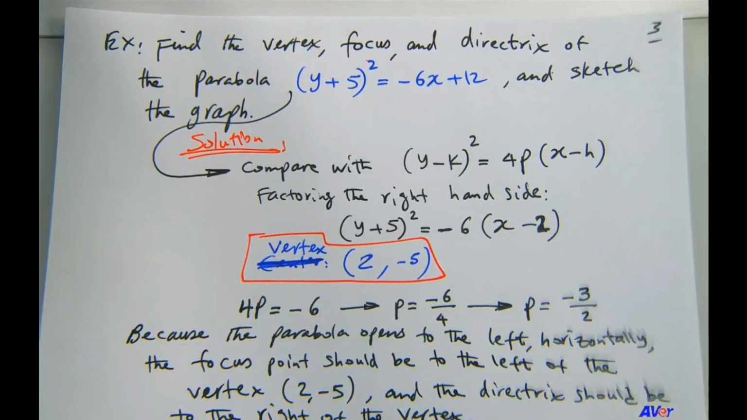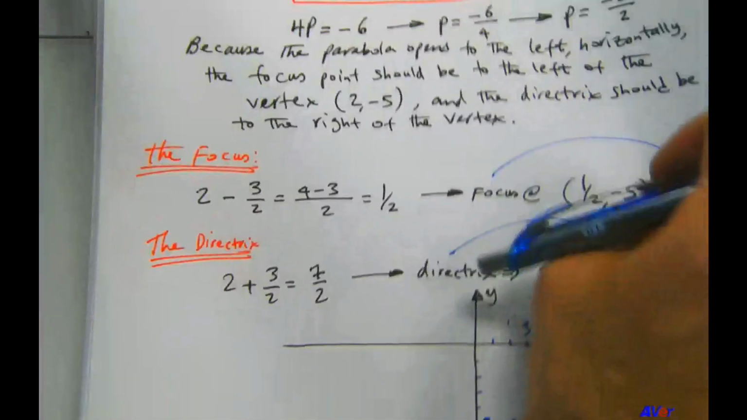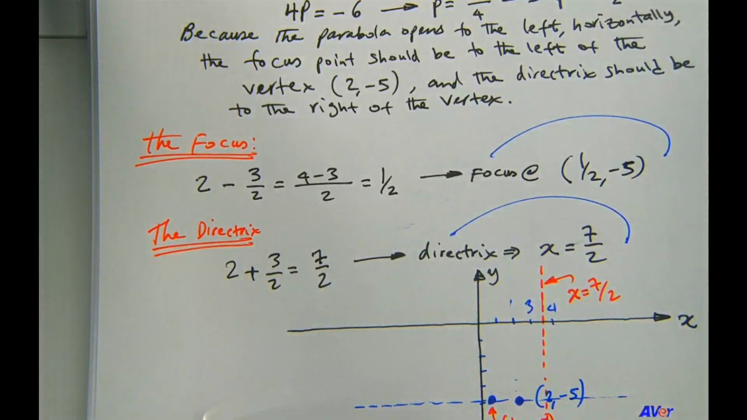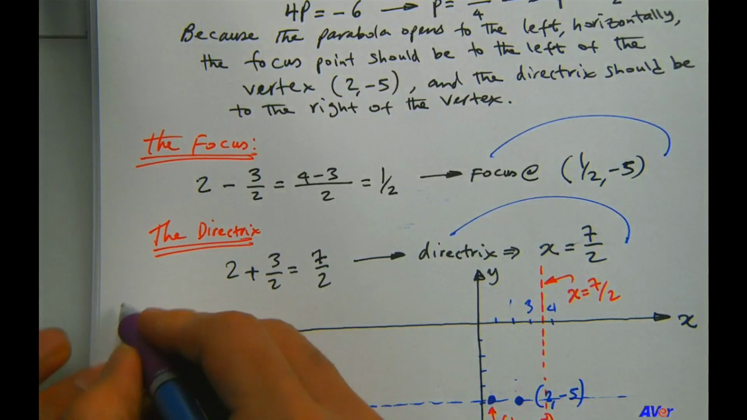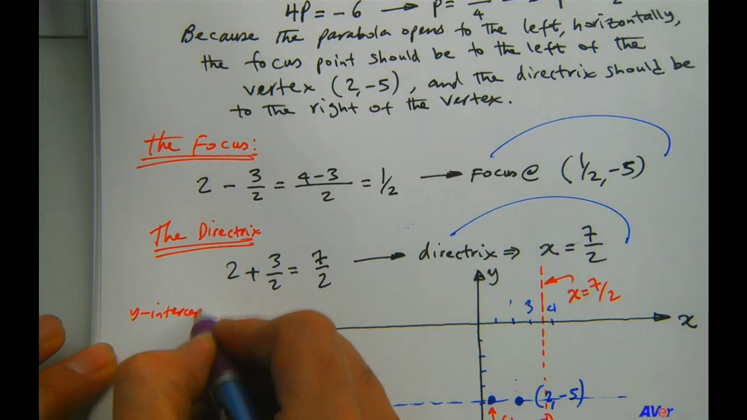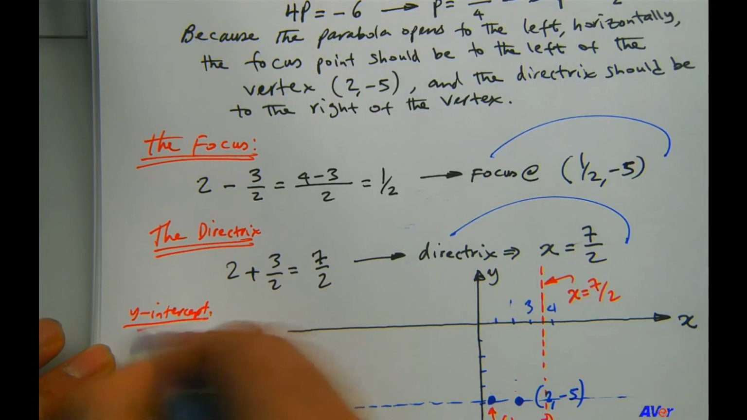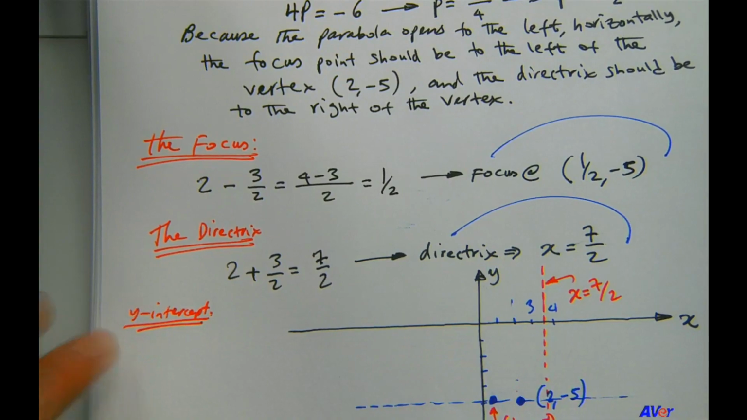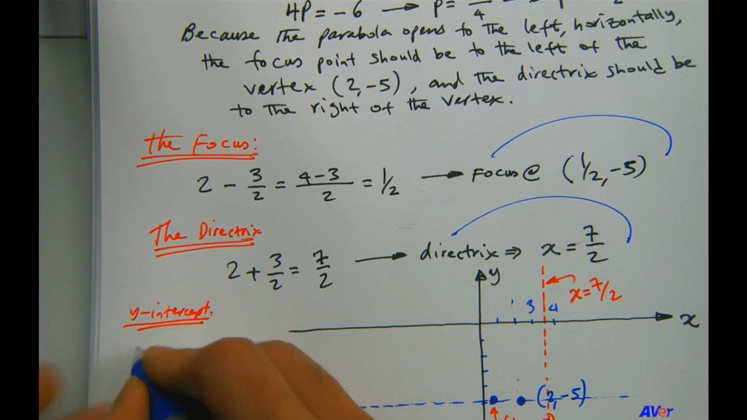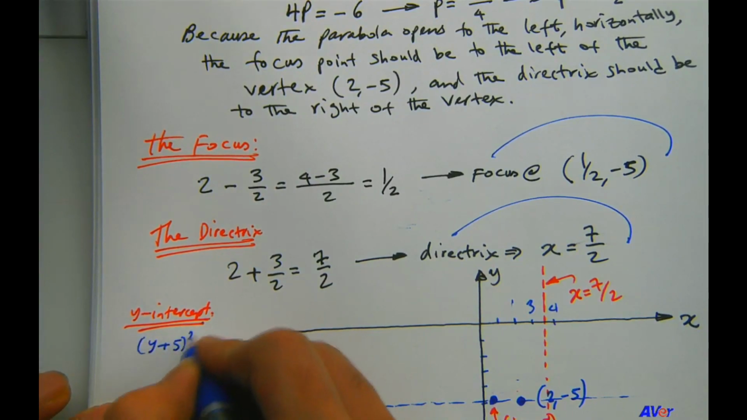I can do that here. So let me do that here. So the x-intercept or the y-intercept, I don't think I'll be able to fit it here. If not, I'll just roughly draw it. But the y-intercept would be y plus 5 squared. Let me move this up a little bit.